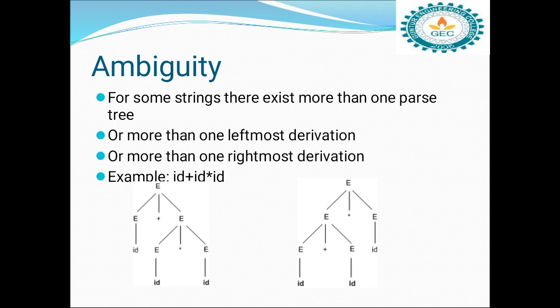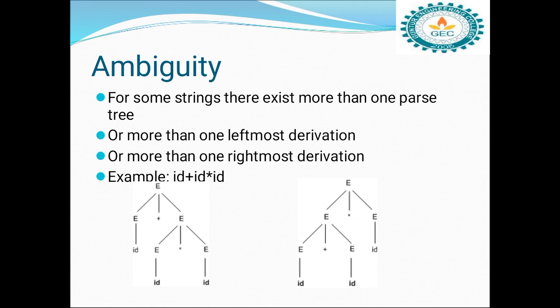Ambiguity. For some strings there exists more than one parse tree, or more than one leftmost derivation, or more than one rightmost derivation. So ambiguous means to produce a larger number of solutions. Such a grammar is called an ambiguous grammar. It can be produced from the left or the right.